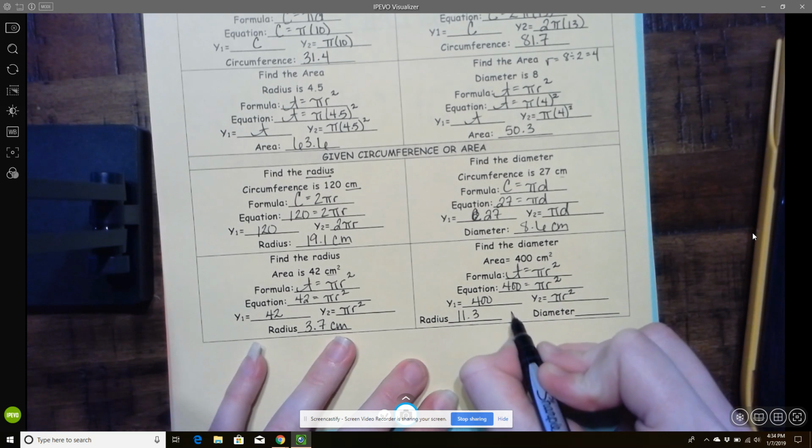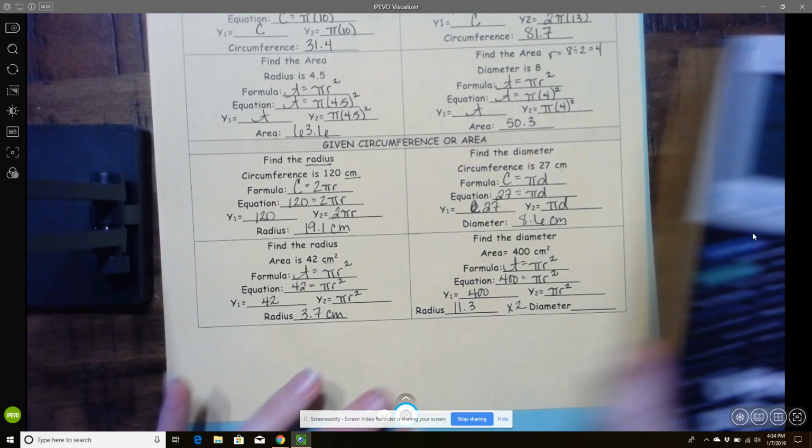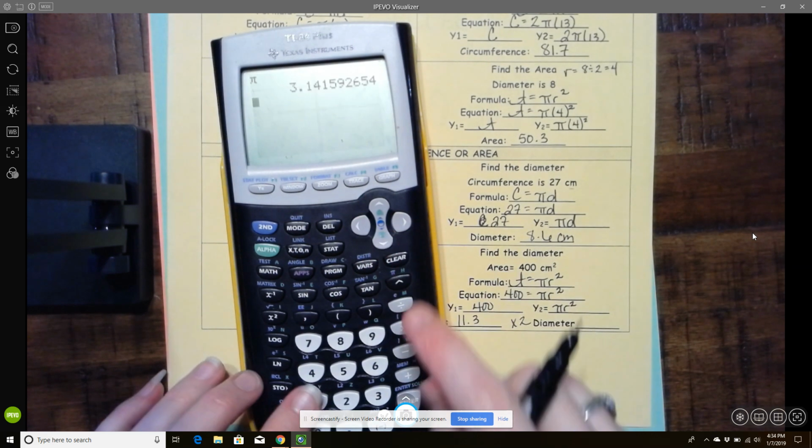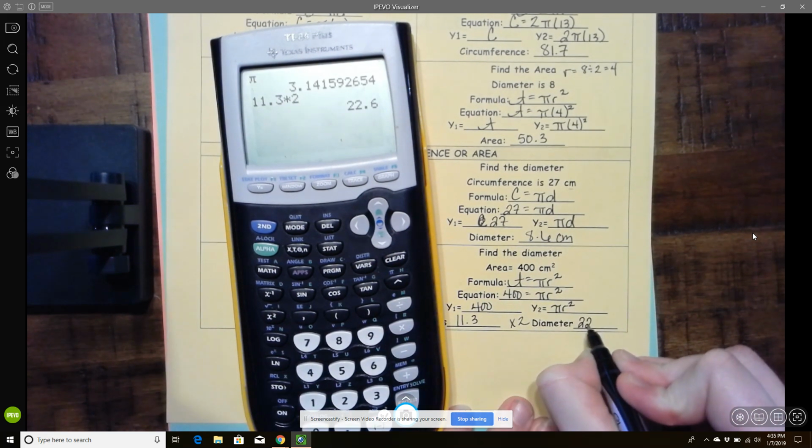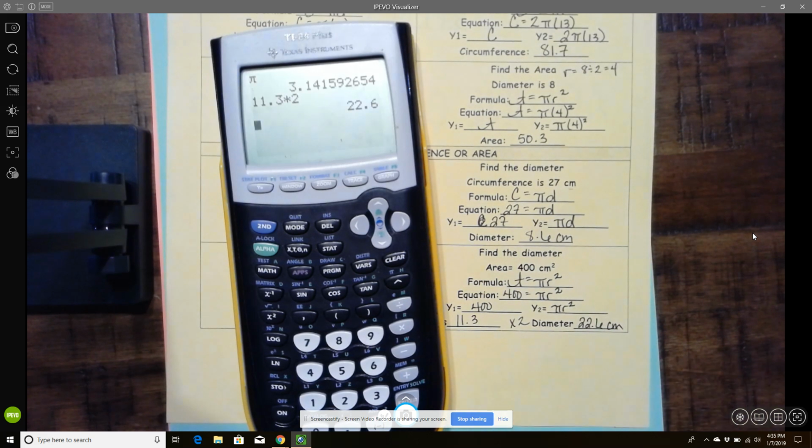So the diameter is twice the radius. So I would take that 11.3 and multiply it by 2. And I would get 22.6 centimeters. And so that's it for this video.